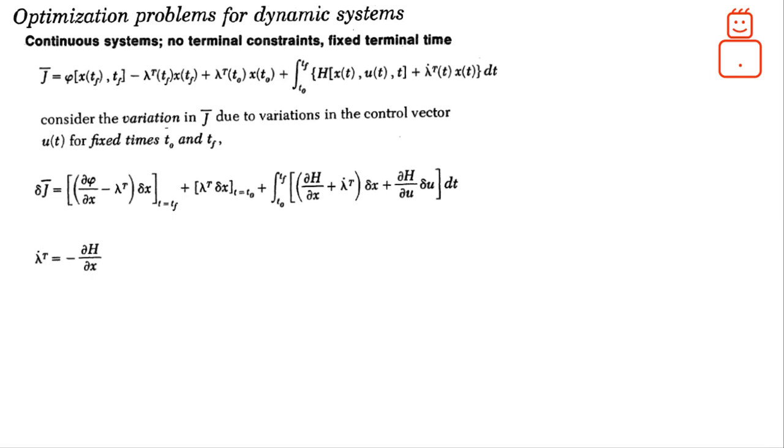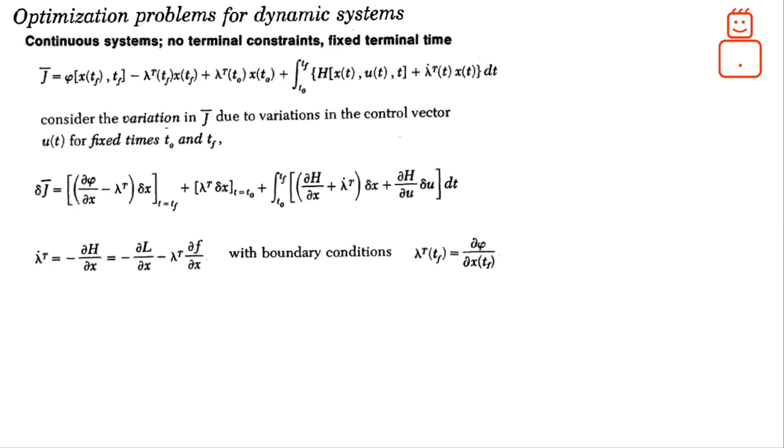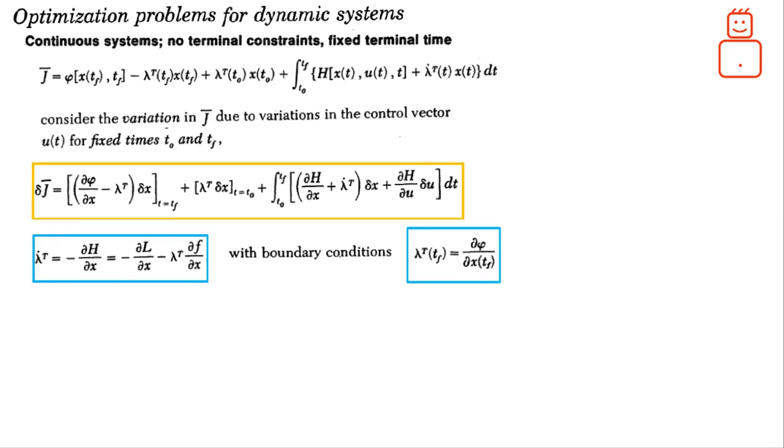Following the same idea, we can assume the following boundary conditions for lambda at t sub f. Considering the defined function H as shown, we can have an expression for the lambda dot in terms of the functions L as well as f. Now considering the expression of the lambda dot, lambda at t_f as well as the delta J bar, we can further simplify the expression of delta J bar as shown.